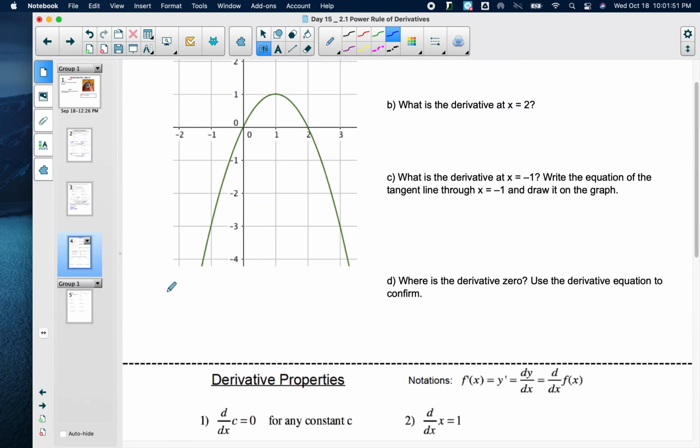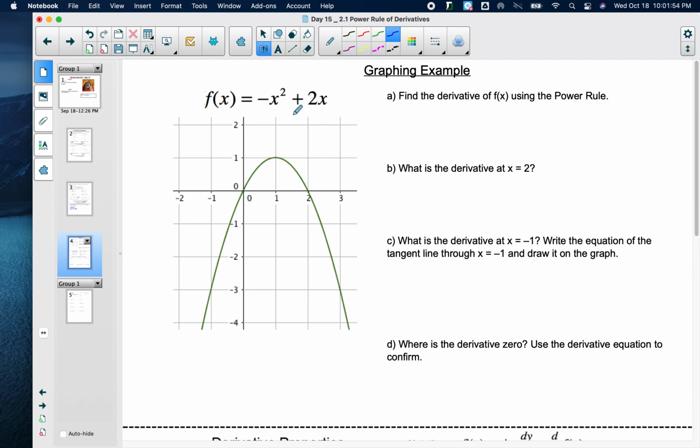So just kind of make sure we understand this idea. So given this function, find the derivative of f of x using the power rule. So again, hopefully you did this already. But if you didn't, pause it now so you can give this a shot.